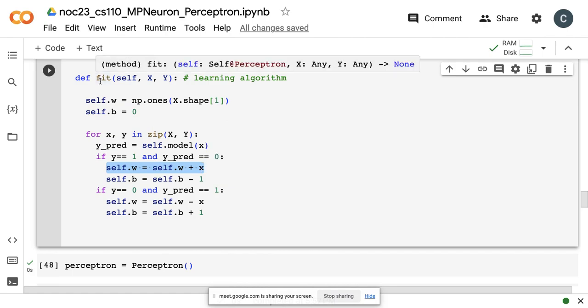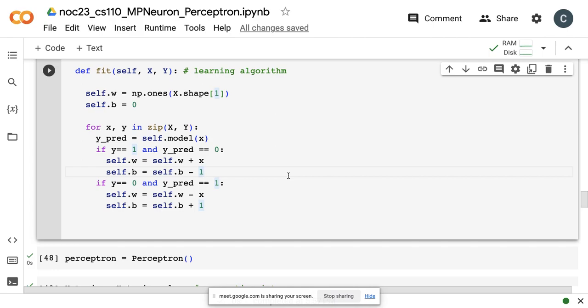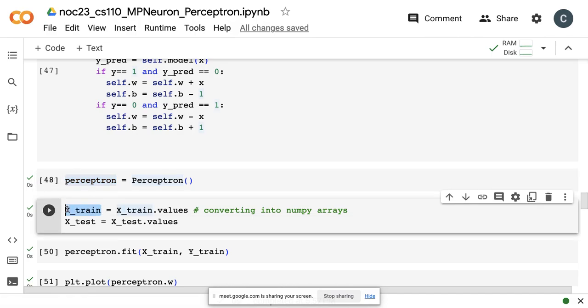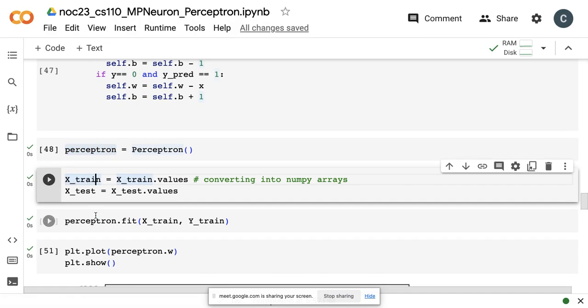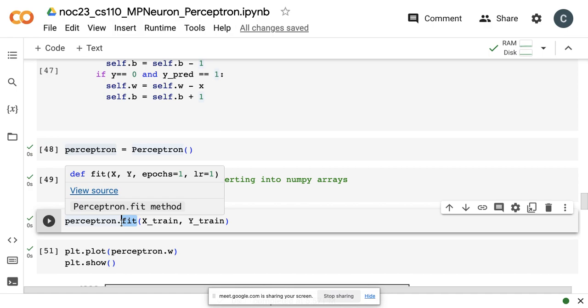Whenever we have to update, we are updating the w and we are updating the b value, similarly for such cases. Now we are calling this class called Perceptron. We are making the first object of this class and naming it Perceptron, and we are preparing the x train and x test, where we are going to train the data. Now we provide x train and y train as input to the fit function, and it will train the learning algorithm.